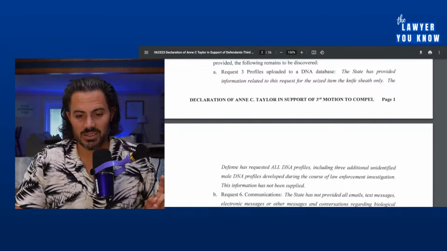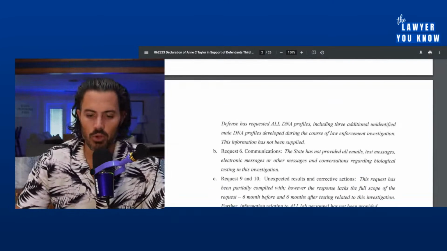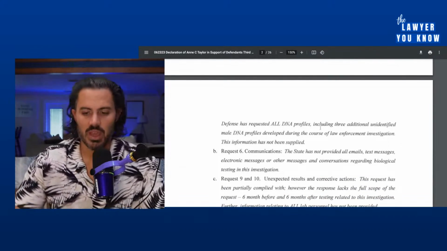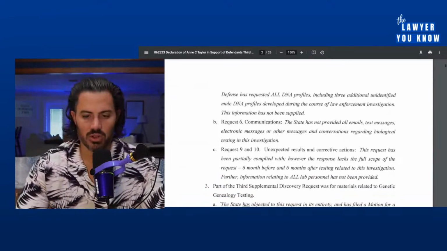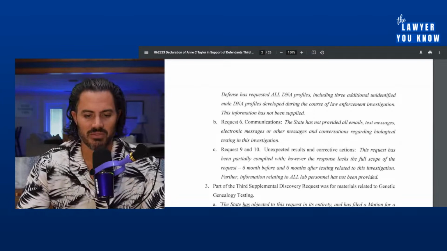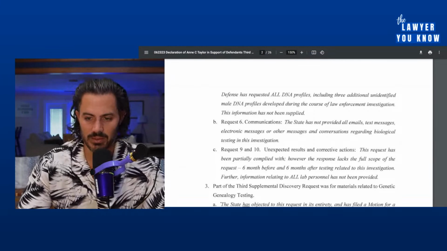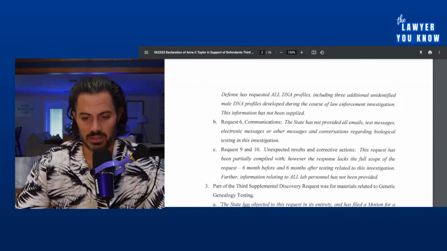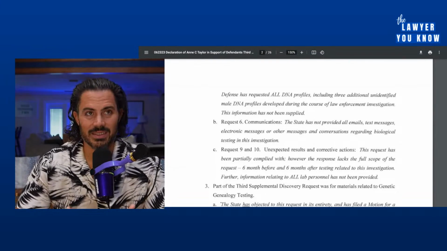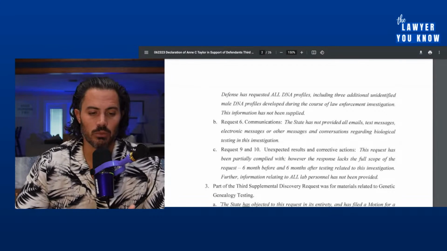But they could still get it in discovery. And that's what we're asking for. All DNA profiles, including 3 additional unidentified male DNA profiles developed during the course of law enforcement investigation. This information has not been supplied. So there are some things that we don't know, right? And we've been saying that the whole time.